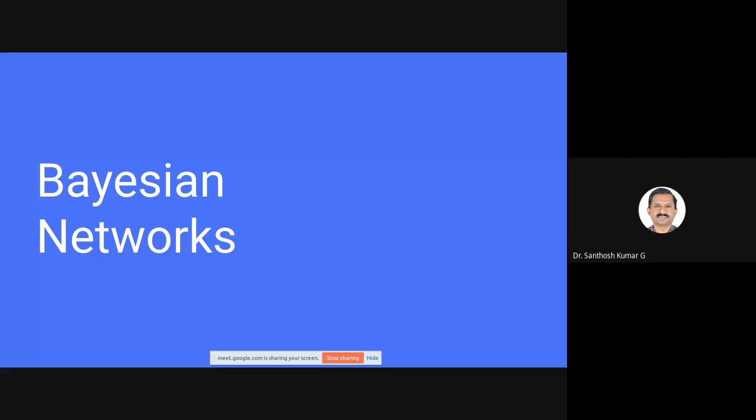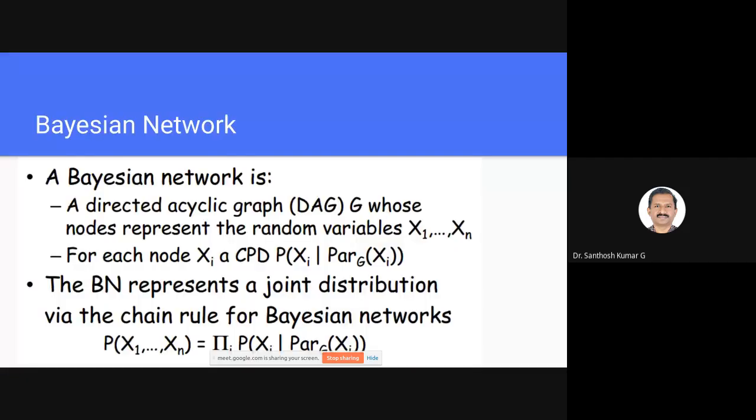So we have seen some basic elements of that, and in this class, we will be looking at more details. We will see the Bayesian networks. In the previous class, we have seen what a graph is. Basically, it is represented as a directed acyclic graph, and nodes are represented by x1, x2, up to xn. And we have seen that each node in the graph represents a conditional probability distribution.